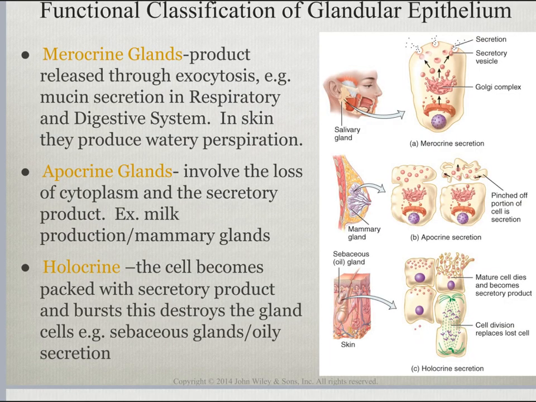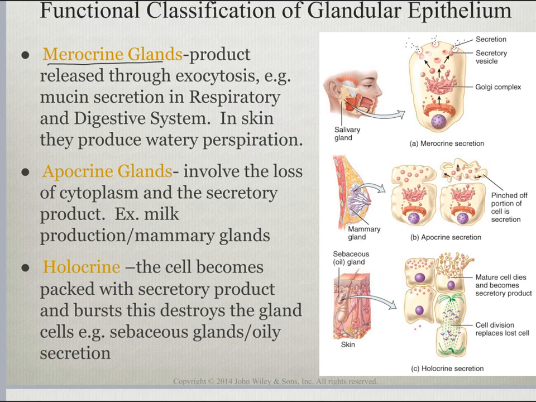Let's look at some examples of different types of glandular epithelium. The first one we're going to look at is called a merocrine gland. Okay, so we look at our picture and we'll look at the terminology. The products are released through exocytosis. Remember in our previous slide, exocytosis is taking a vesicle, fusing it to the cell membrane and pushing it out its surface. And then we have an example: mucin secretion in the respiratory system and the digestive system. So we're talking about mucus. In skin, they produce watery perspiration.